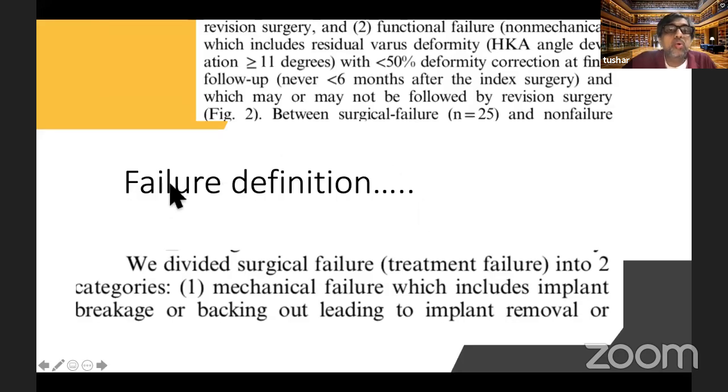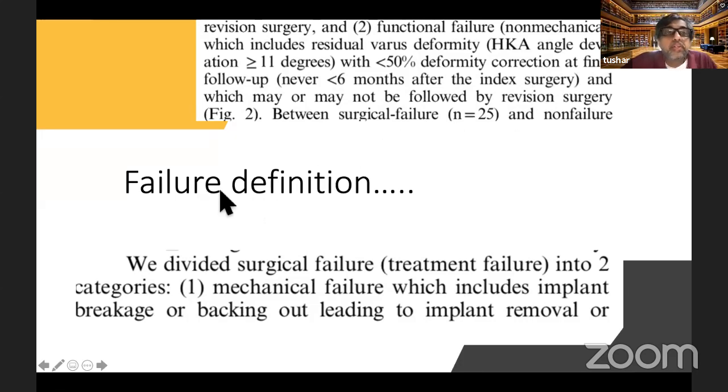Now, how do they define their failures? They define a functional failure as one which is less than 50% deformity correction at final follow-up, which is never less than 6 months after the index surgery. Okay, so this is very important: less than 50% of deformity correction.